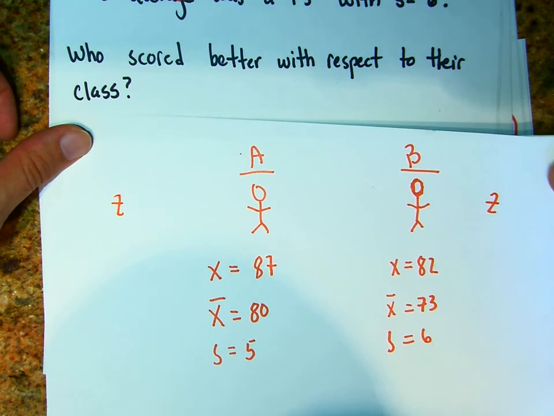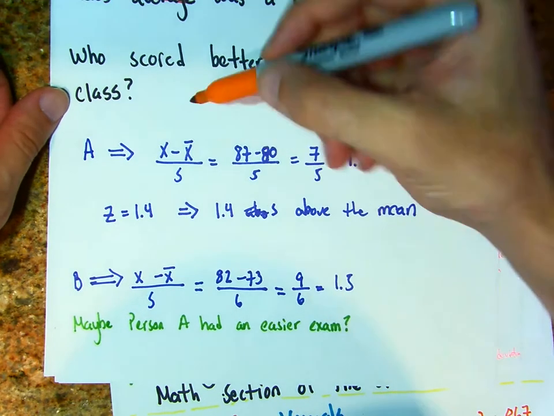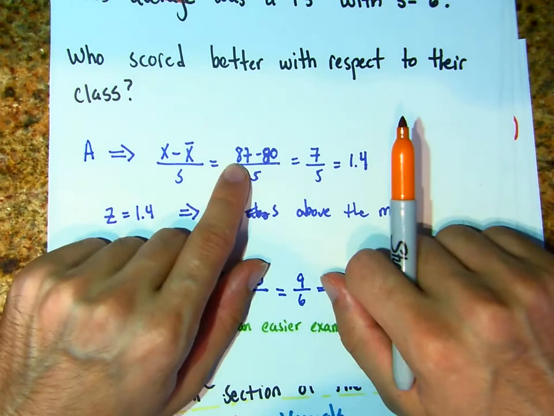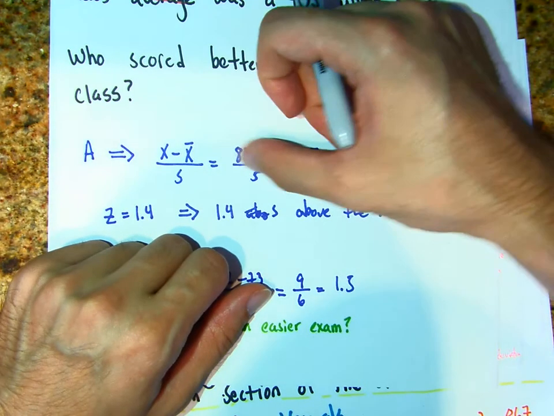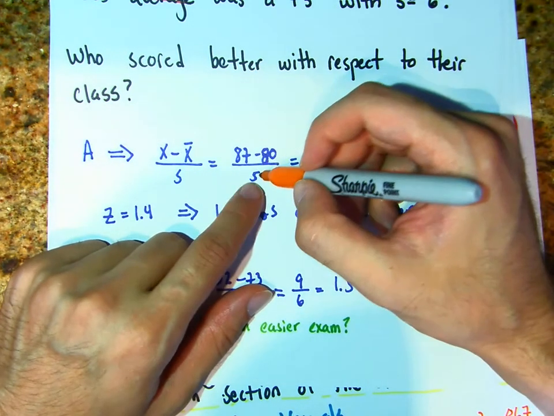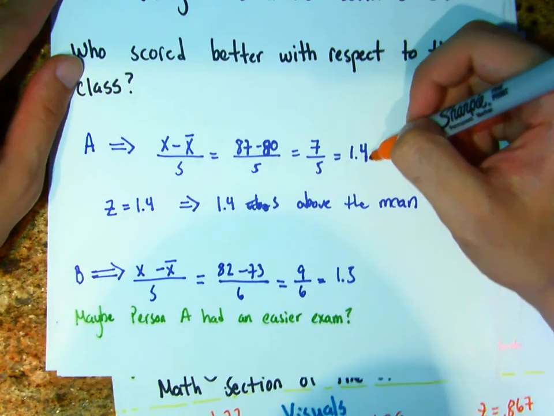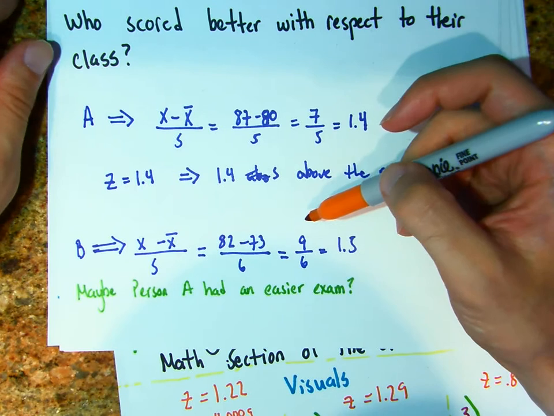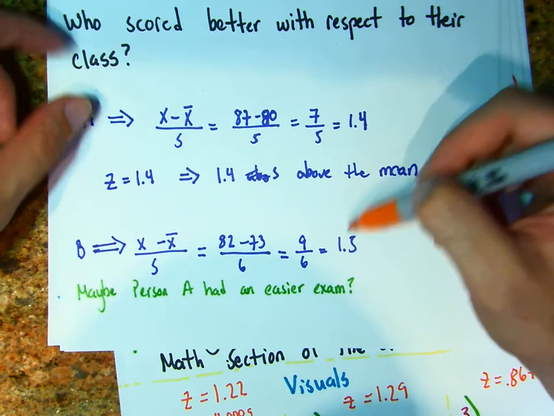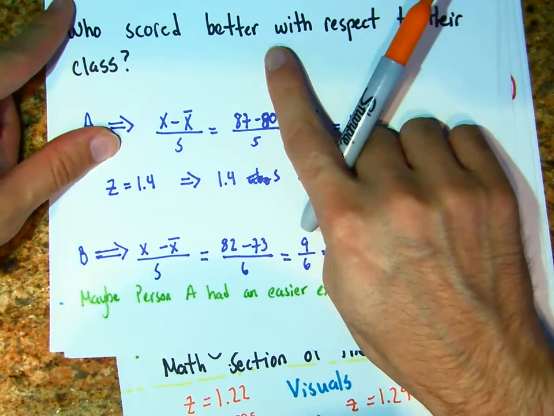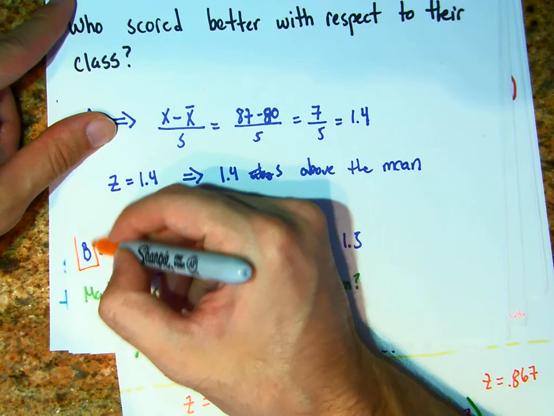So if you wanted to try and find the z-score for each one, it's just like this. Here with student A, right? This was their score. This was the mean, subtracted, divided by the standard deviation of 5. And notice you have 7 over 5, which is equal to 1.4. And student B, their z-score was 1.5. So for A, you had 1.4 and for B, 1.5. So who scored better with respect to their class? It would be student B.